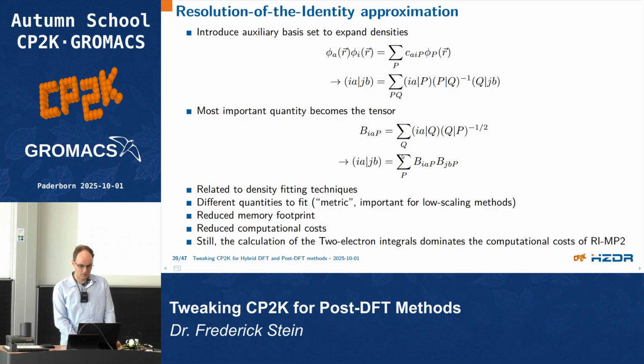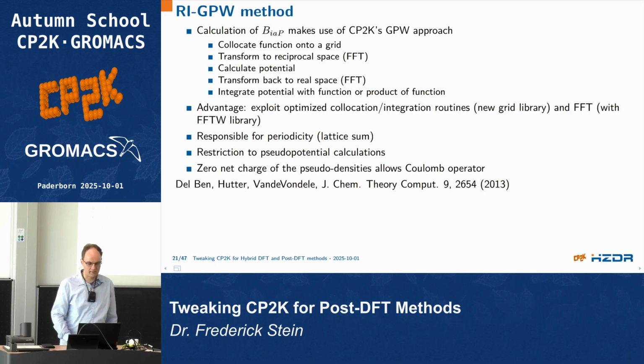It not only reduces the memory footprint, but it also reduces the computational cost by a factor of 20 or so, depending on the system. And that's what actually makes MP2 calculations feasible for larger crystals. But still, the calculation of these two-electron integrals here is dominating the computational costs. So how do we actually calculate these integrals?